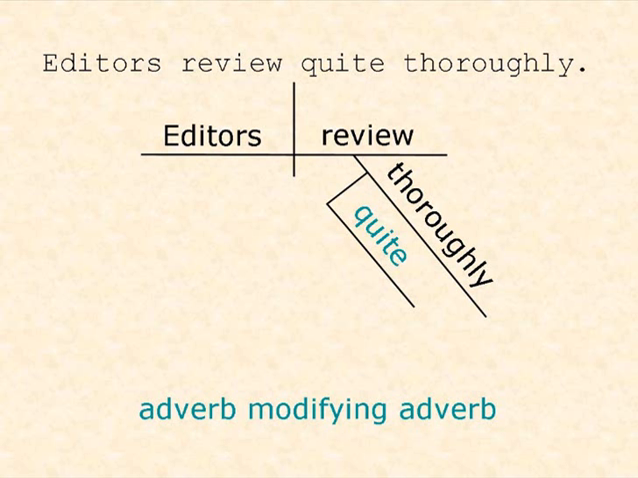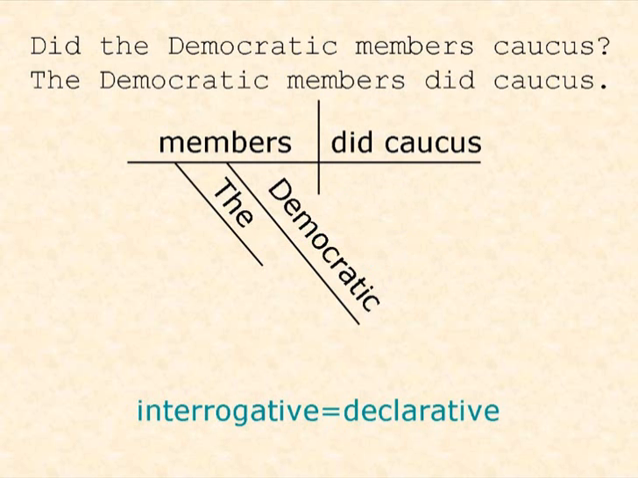You diagram an adverb modifying another adverb like this. So quite is your adverb that's modifying your other adverb thoroughly. To diagram a question, turn the sentence around to make it a statement. In this sentence, members is the subject, did caucus is the predicate, and the and democratic are modifiers modifying members.